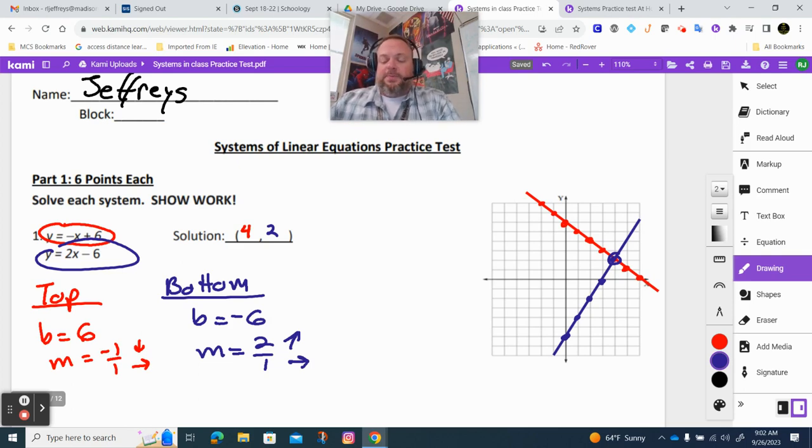Now, if you happen to not do it by graphing, I need to see some type of method that you used for that. Now, yes, you could have actually done elimination or substitution for this one. It's potato, potato, okay?